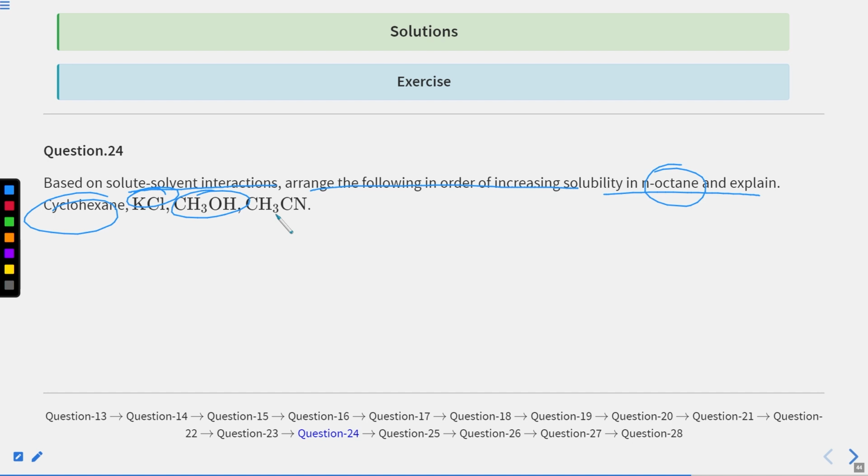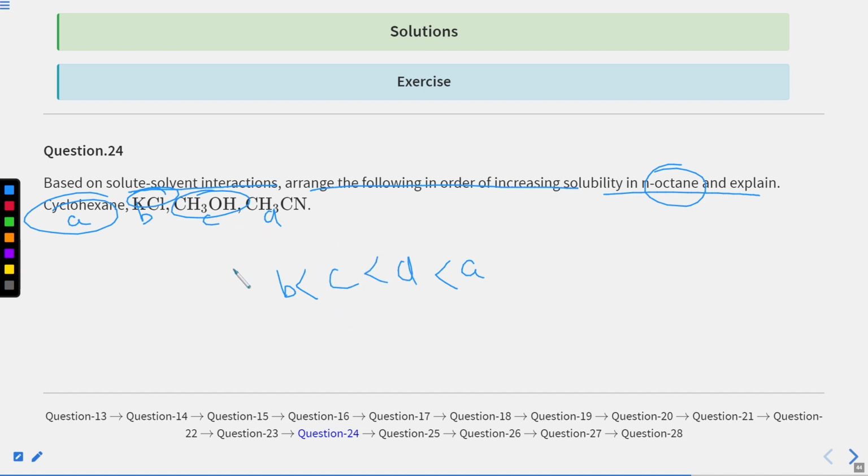CH3OH will have, say, I think cyclohexane will be the first one. So if I name it A, B, C and D, then A will have the highest solubility and B will have the least solubility. Talking about C and D, which one is more polar? It is very obvious that C is more polar, so C will be here and D will be here.